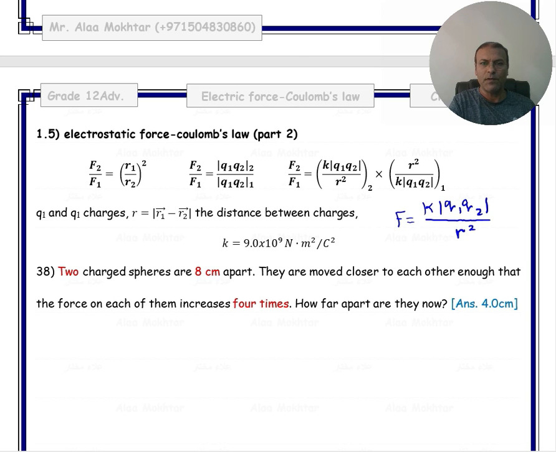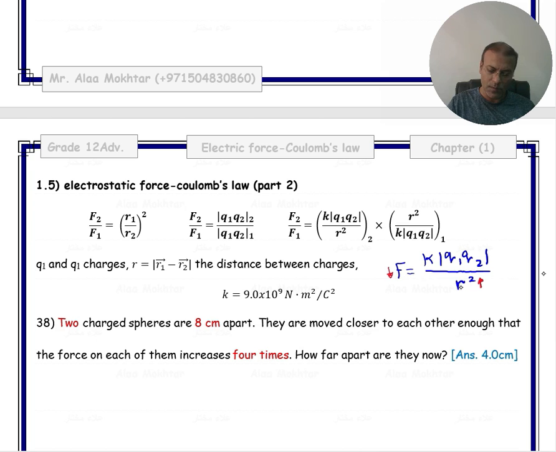As you see from this formula, if the distance increases, the force will decrease, and vice versa. If the distance decreases, the force will increase. But there is a square on the distance, so the force is inversely proportional to R squared.